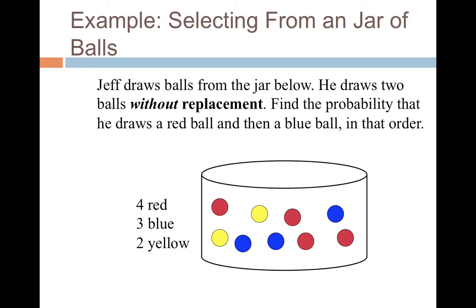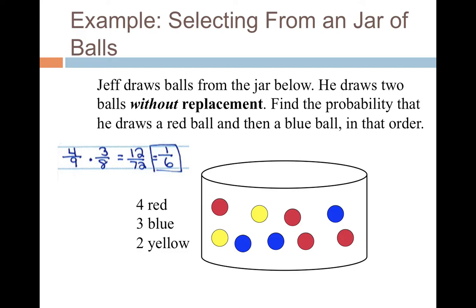Without replacement means once I take out the red ball, I'm not going to put it back in. So here's what the math would look like. The probability of a red ball would be 4 ninths. There are 4 red ones and 9 total. Times 3 eighths for the blue. There are 3 blue, but now there are only 8 total balls in the jar because I already took one out. When I multiply fractions, I multiply across the numerator and then the denominator to give me 12 over 72, which reduces down into 1/6.